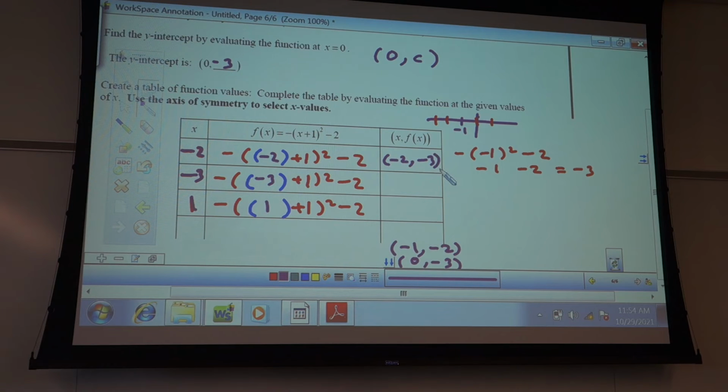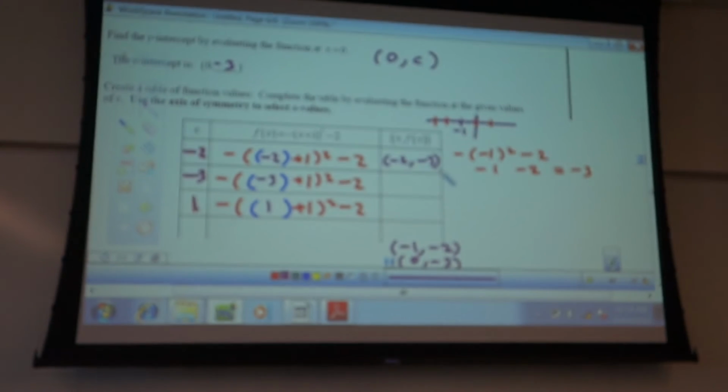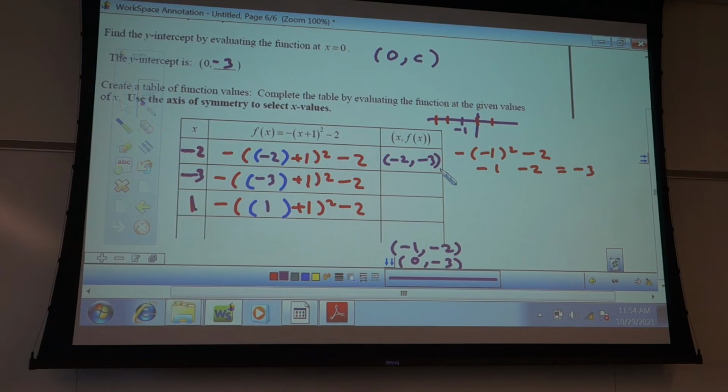Next one. What's -3? You do what's inside the parentheses first. So -3 plus 1. What's that give us? -2. So -2 squared minus 2. Okay, so what's -2 squared?